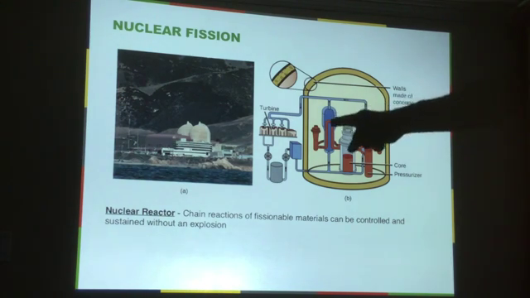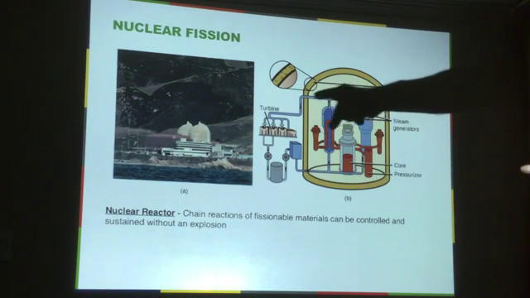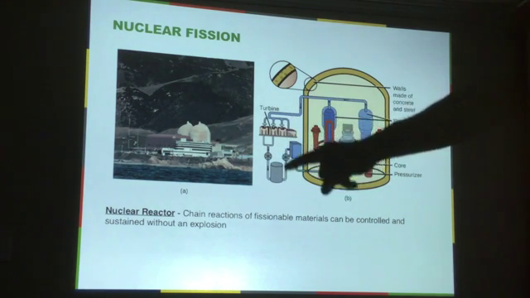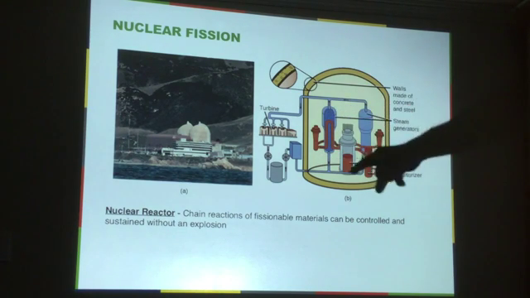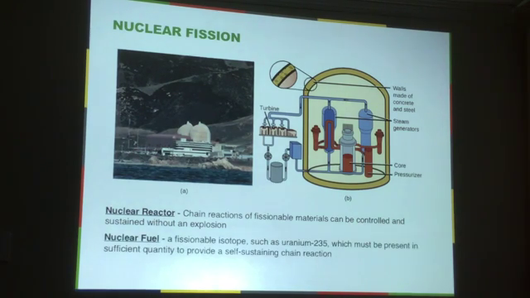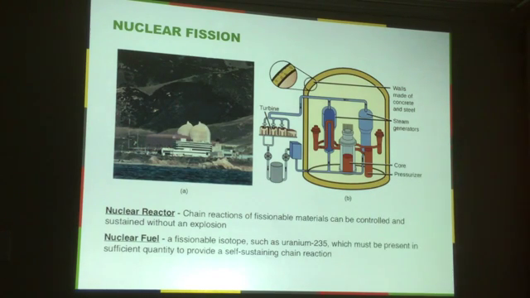And here you have the steam generators, which are generated through the heat produced. Then this goes into the turbines, which are turned and produce electricity. And then the steam circulates back through and is reheated, and the process continues that way. Now, in order to control this reaction, you have to be able to control the fuel. The fuel is generally some kind of fissile isotope. One such isotope is uranium-235. It has to be present in sufficient quantities to allow for self-sustaining chain reactions.